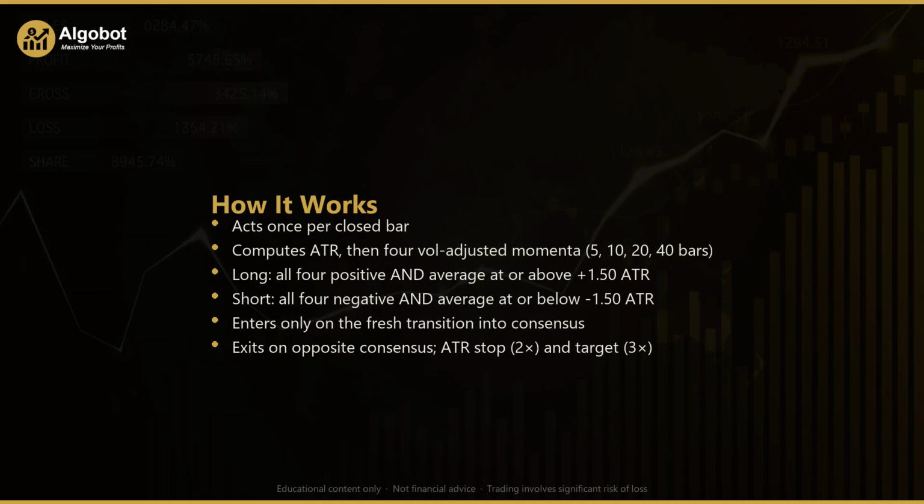Once a position is open, the exit logic is decisive. If the opposite unanimous consensus appears, say you're long, and all 4 horizons flip negative, the position is closed immediately, and the next bar is free to rearm in the new direction. On top of that, every position is bracketed. The stop loss sits 2 ATR below the entry for a long, and the take profit sits 3 ATR above it, with the mirror for shorts. That's a reward-to-risk shape of 3 to 2, or 1.5 to 1, defined entirely by volatility. Only one position is held at a time. There's no adding to a winner.